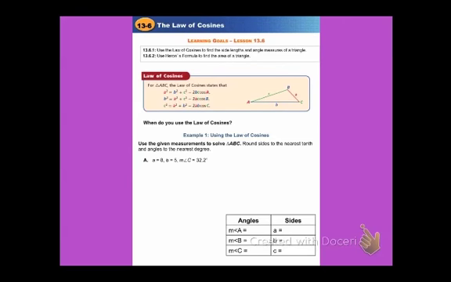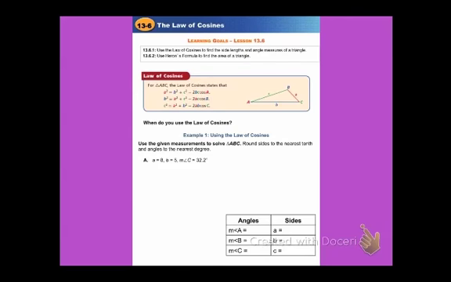But what about if you have a non-right triangle and you don't meet that criteria? Well, then what? Are we just out of luck? Well, it turns out no, we're not out of luck. We have another law, and this is called the law of cosines. And again, this is something we learned in Geometry B, so this may come back to you pretty quickly.